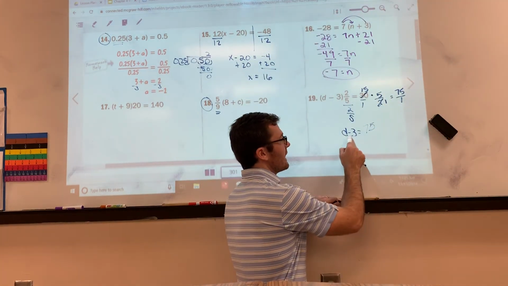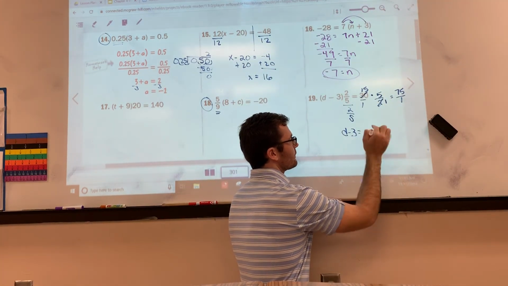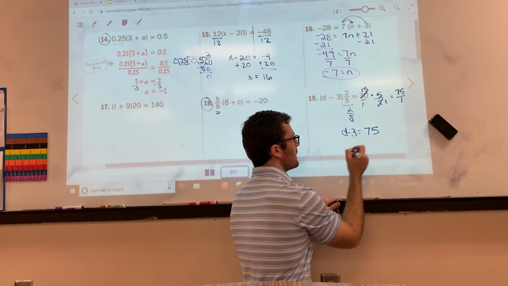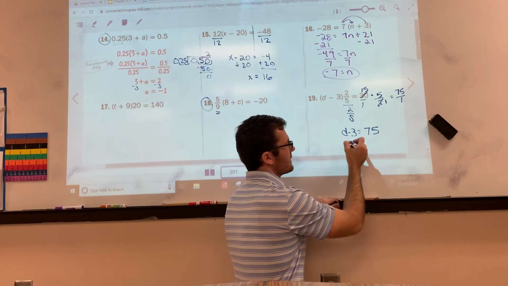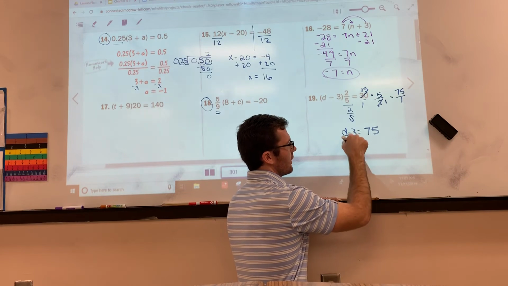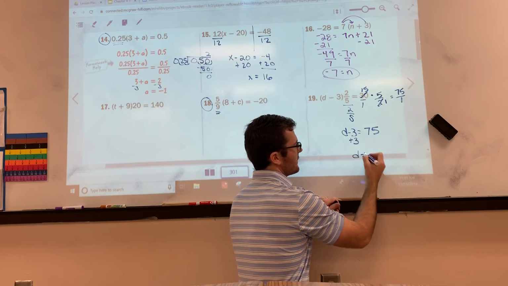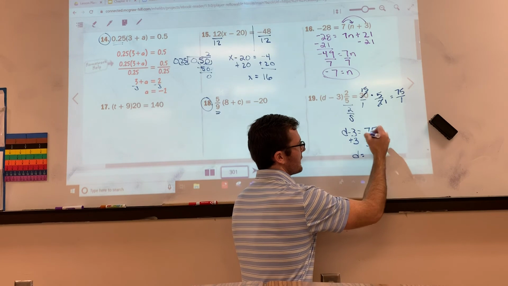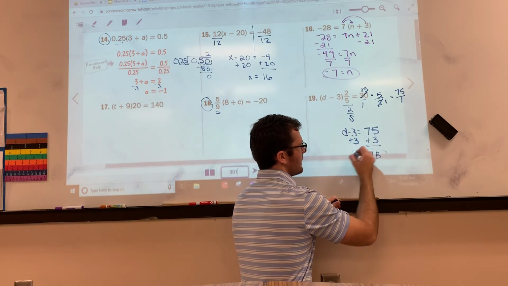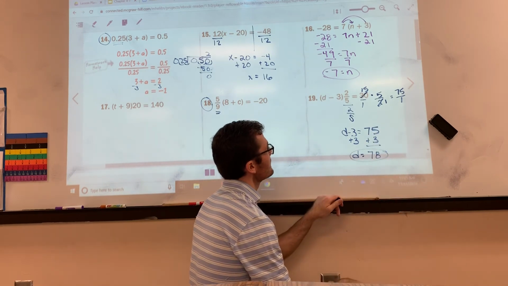Now I've got d minus 3 equals 75. The opposite of minus 3 is plus 3, because I want to get 0 constants. So now I've just got d left. Plus 3, 75 plus 3 is 78. So your answer is 78.